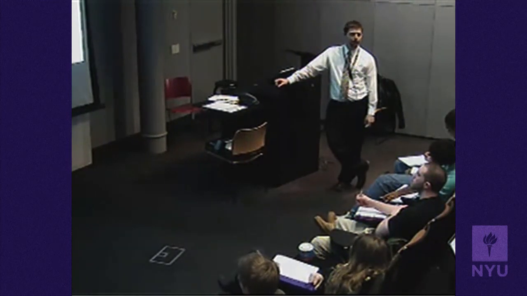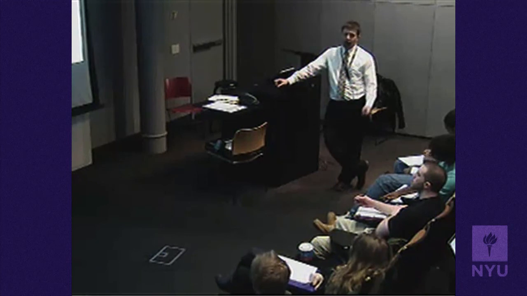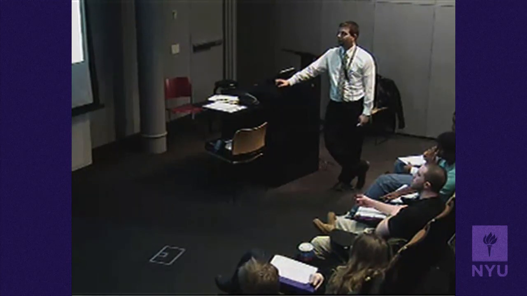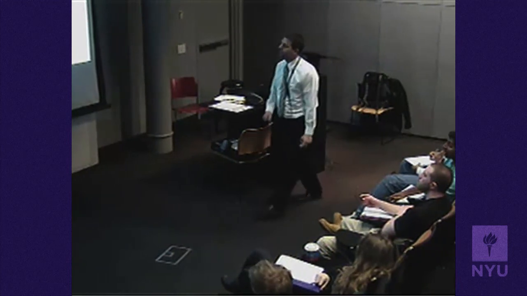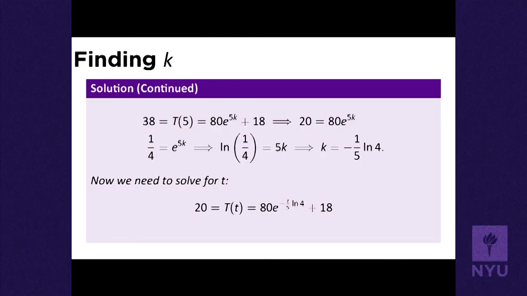I've got k now. That wasn't the thing I wanted, though. I wanted to find a certain t. I wanted to find the t for which 20 equals 80 times e to the minus t over 5 natural log of 4 plus 18. So how do I solve that for t? Well, again, the unknown thing is in the exponent. So I'm going to eventually have to take a natural log.